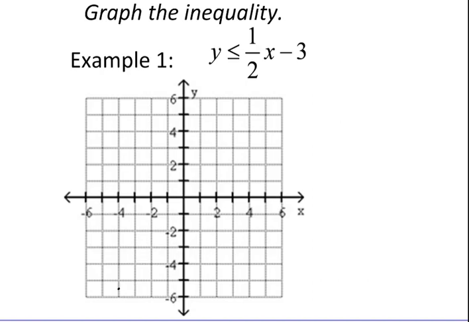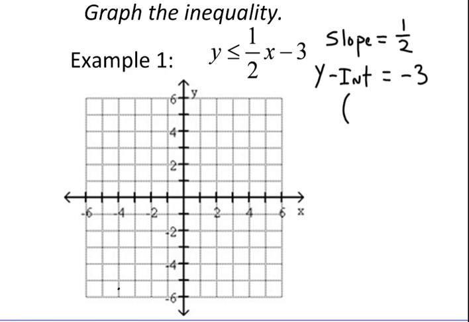All right, example 1. y is less than or equal to 1/2 x minus 3. All right, so this is in slope-intercept form, so you should be able to identify the slope, 1/2, and the y-intercept is equal to -3. So the first step now is to plot the points. -3 is actually 0, -3. Remember, y-intercept is when x is 0, so it crosses the y-axis at -3.